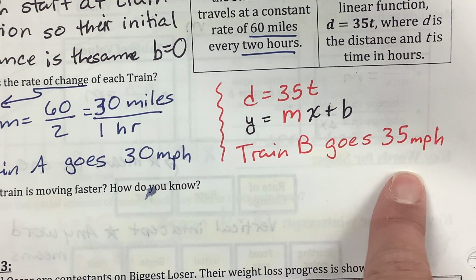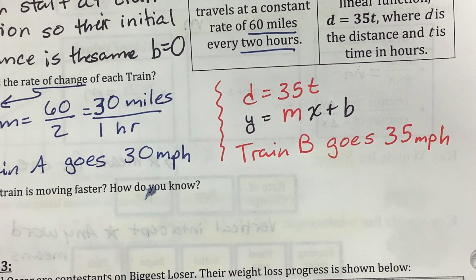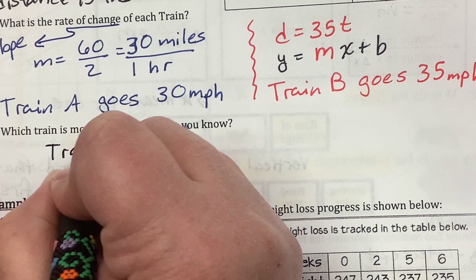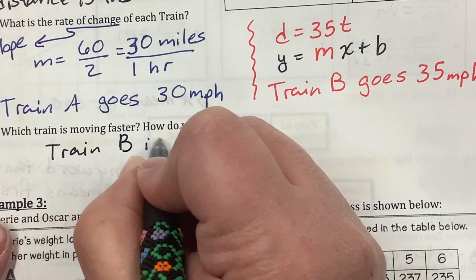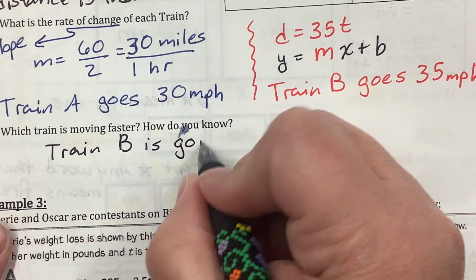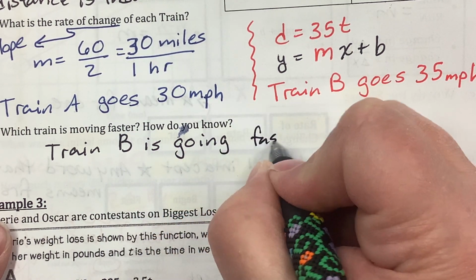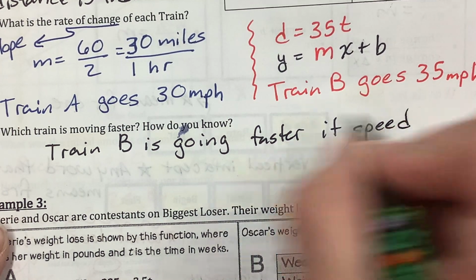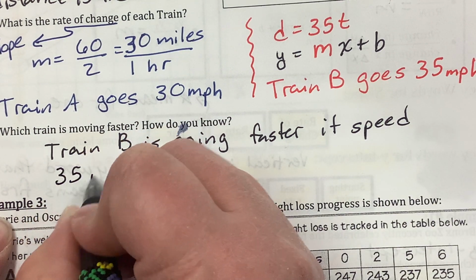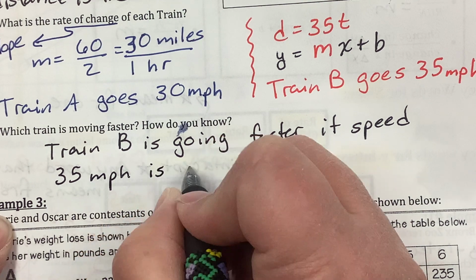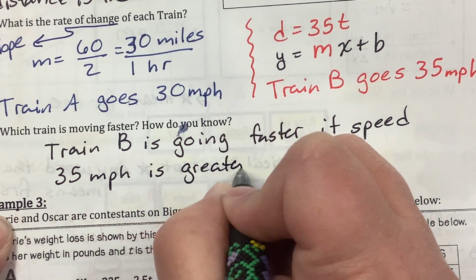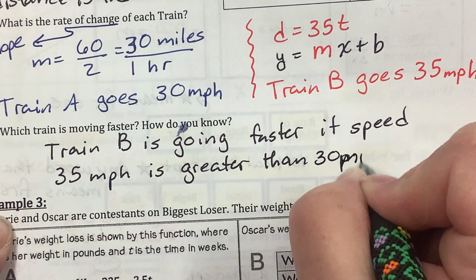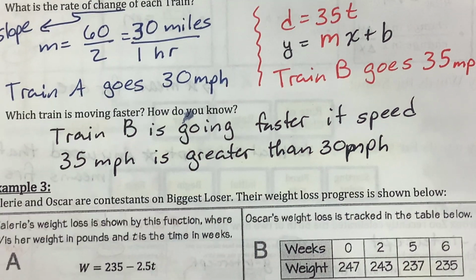Well, train B is going 35 miles an hour, and train A is only going 30 miles an hour. Train B is going faster, its speed, 35 miles per hour, is greater than 30 miles per hour. So it's going faster. All right, next one.